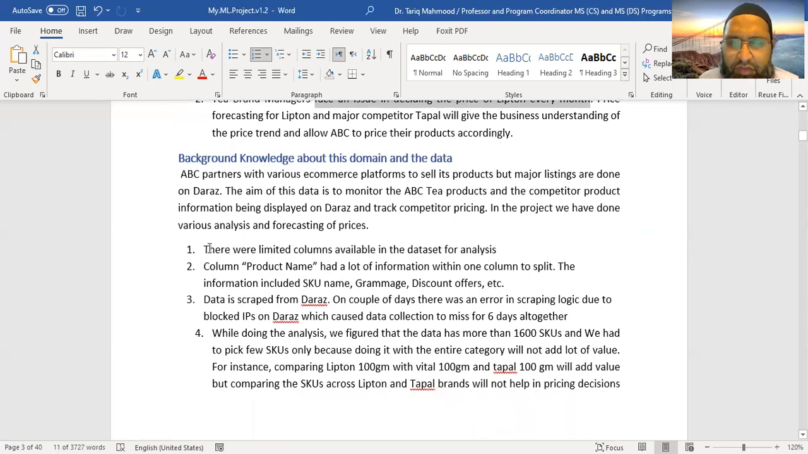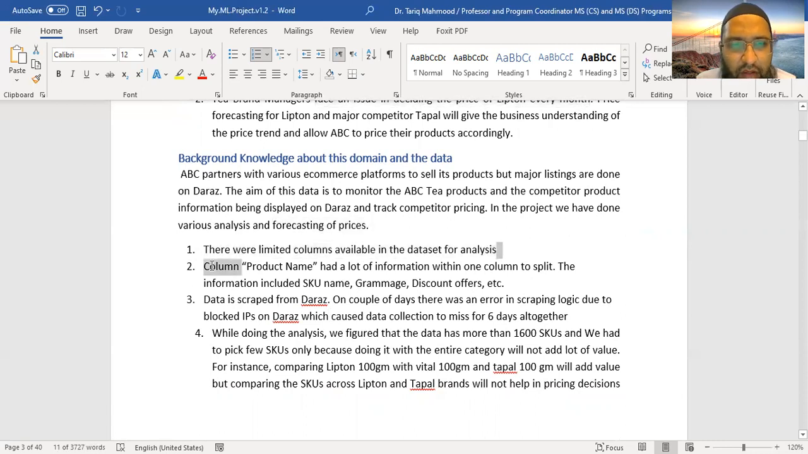So the data that was scraped, unfortunately, it's not possible for me to show the data because it's specific to that particular company. It's private data, but we have lots of information which will allow the viewers to infer what the data was like. So there were limited columns available in the data set for analysis.